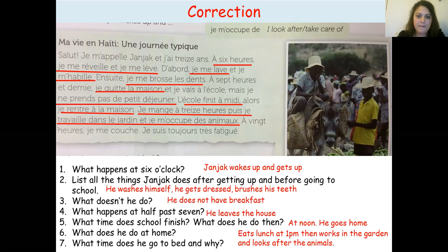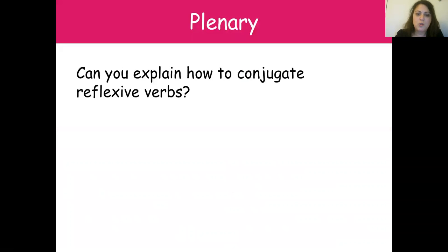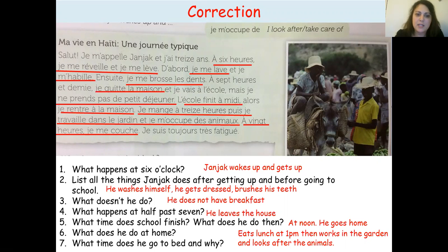And what time does he go to bed? Go to bed is se coucher. So we're looking at that as well in the text. Je me couche. And then we're looking at heure, which is the time that we need. And at 20h, je me couche, meaning at 8 p.m. I go to bed. So 8 p.m. he goes to bed. And the reason is, je suis toujours fatigué, I'm always tired, very tired. I'll leave you some time to correct.